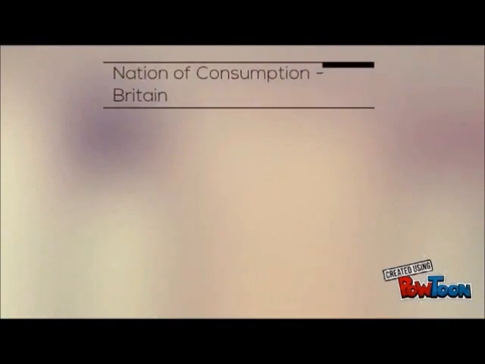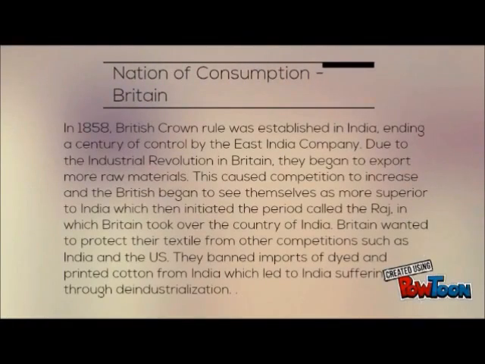In 1858, British Crown rule was established in India, ending a century controlled by the East India Company. Due to the Industrial Revolution in Britain, they began to export more raw materials. This caused competition to increase, and the British began to see themselves as more superior to India, which then initiated the period called the Raj, in which Britain took over the country of India.